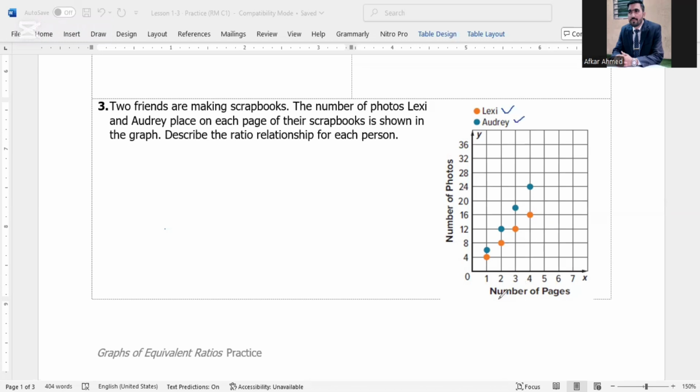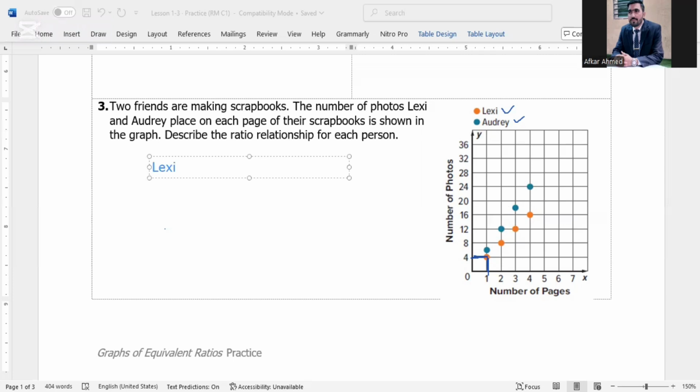The number of pages is along the x-axis: 1, 2, 3, 4 pages, and the number of photos are 4, 8, 12, and so on. With the help of this graph, we will write the ratio. So I'm going to write first Lexi, the orange color graph. If you look at the orange color graph, if the number of pages is one, how many photos are there? Four. And the orange graph is for Lexi. So I will write here for Lexi.